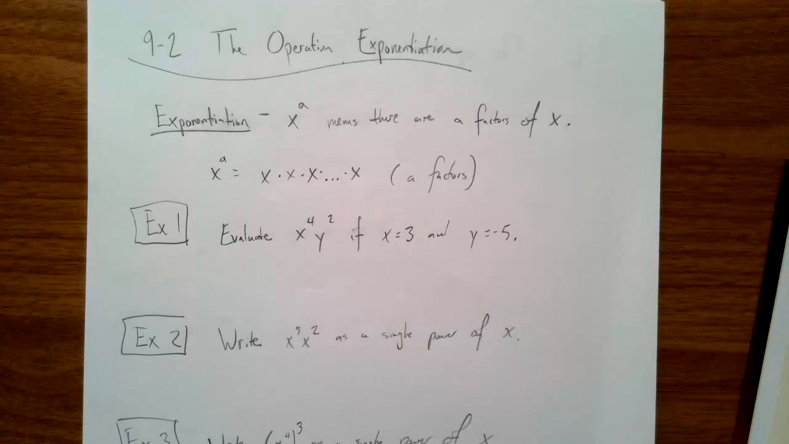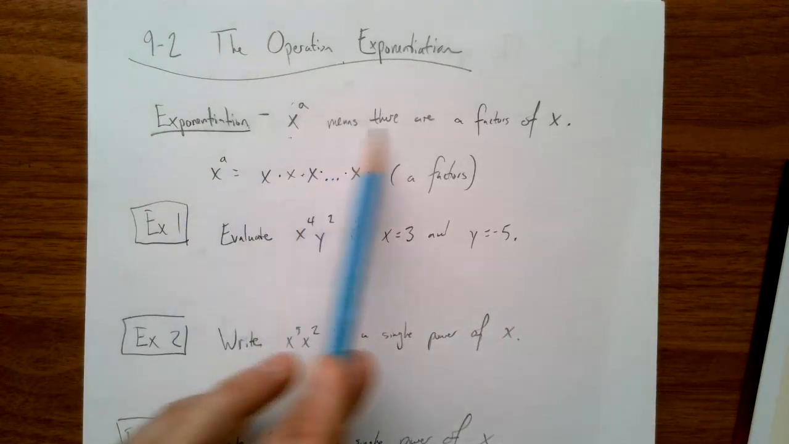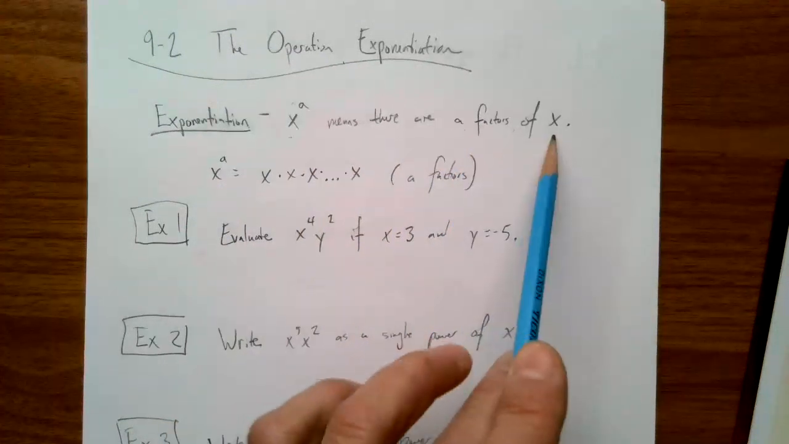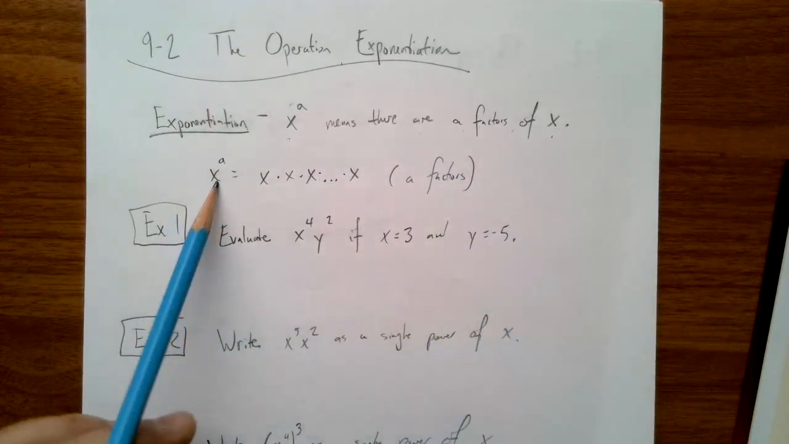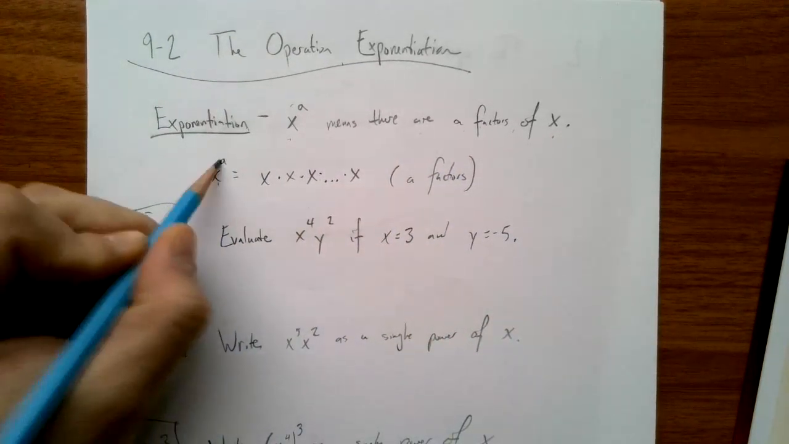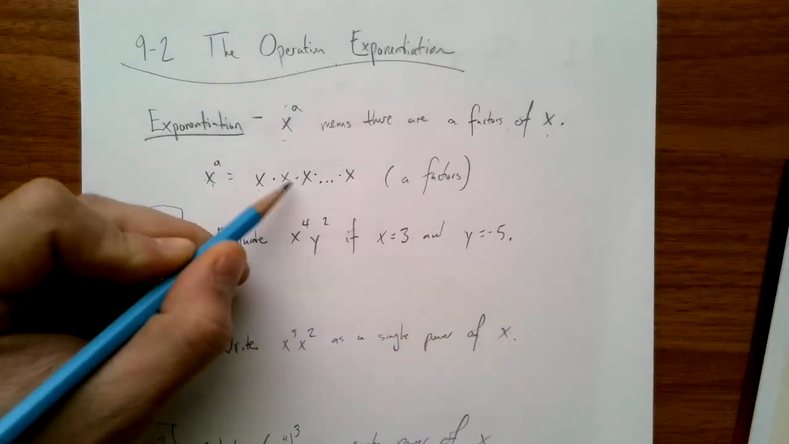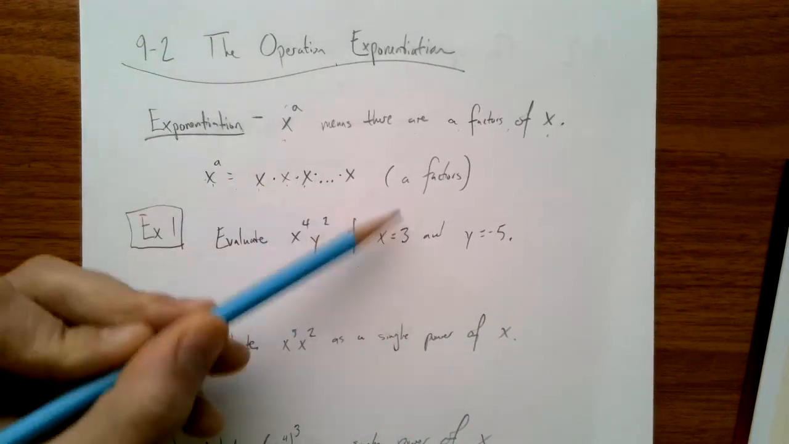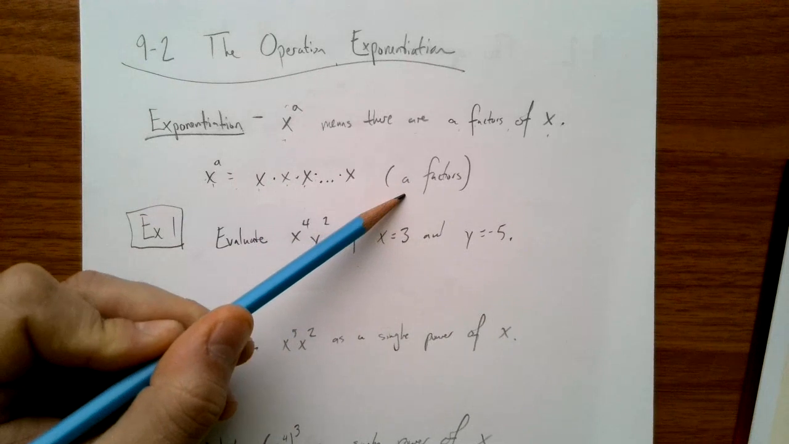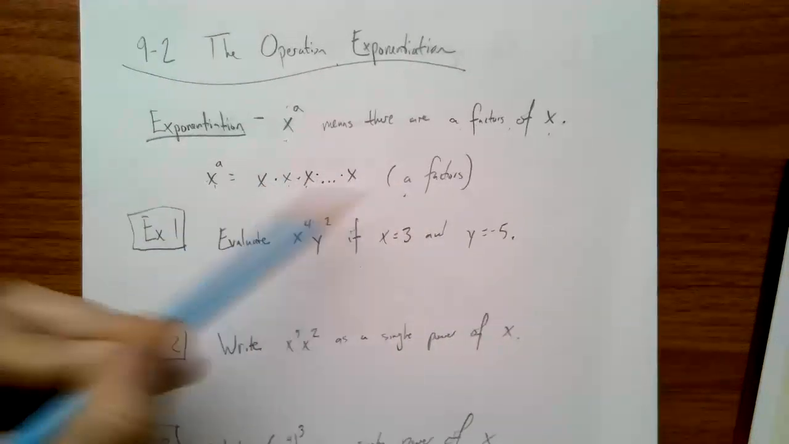All right, folks, I'm going to move on to the other section, which deals with the operation exponentiation, which is just, right, the power of. So x to the power of a means that we have a factors of x. Or another way to think about that, x to the power of a equals x times x times x times x with a factors, or a x's, right? That quantity.